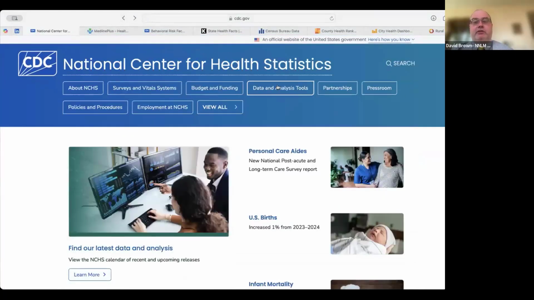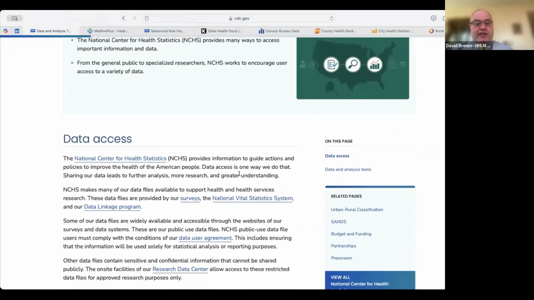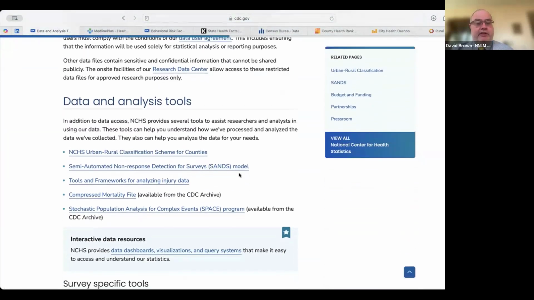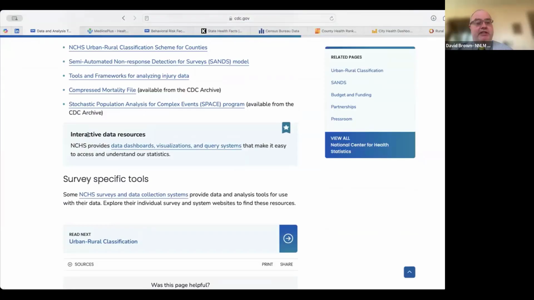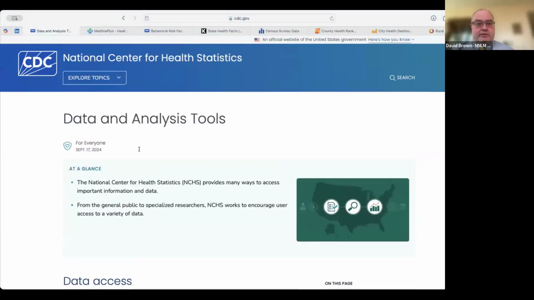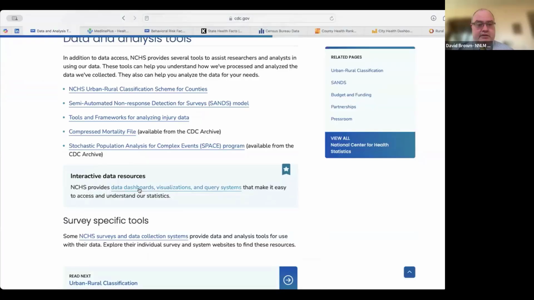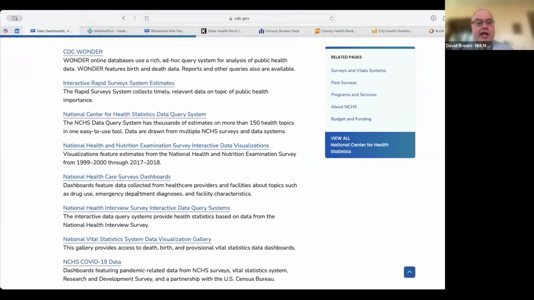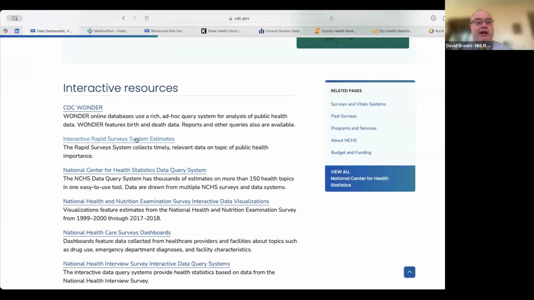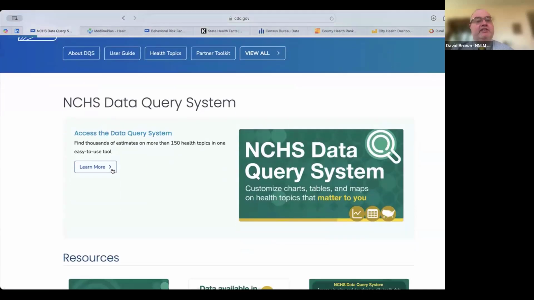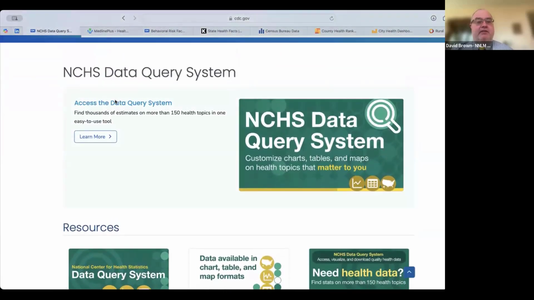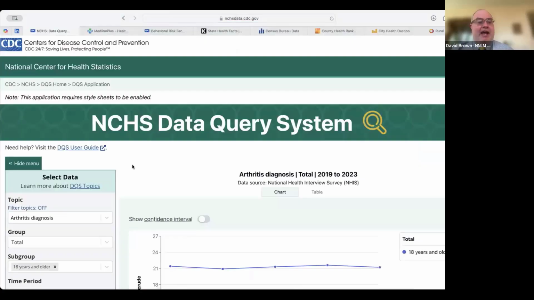Now, where I do like to go is to our data analysis and tools. There's a lot of things here, but the one we're going to look at is our interactive data resources that are here for our dashboards. And we are going to go down to interactive rapid survey system estimates. So this is, oh no, I'm sorry, we're going to go to the National Center for Health Statistics Data Query System. So this is going to be a way to query what's in there. And again, you have to click a few things to get there, but we access it here.